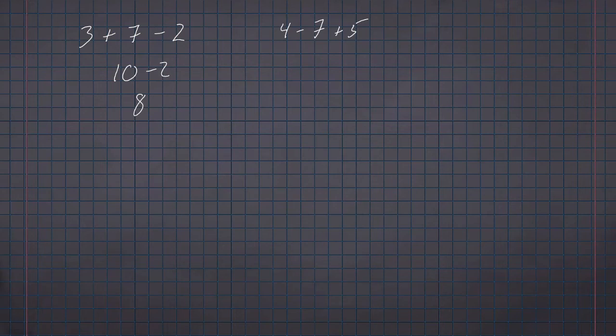4 minus 7 plus 5. Reading from left to right, you encounter the subtraction first. 4 minus 7 is negative 3. And then negative 3 plus 5 is 2.